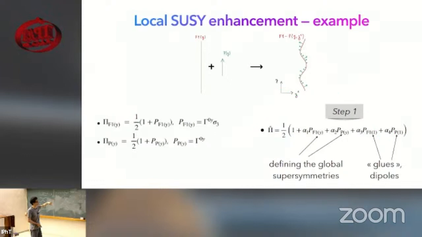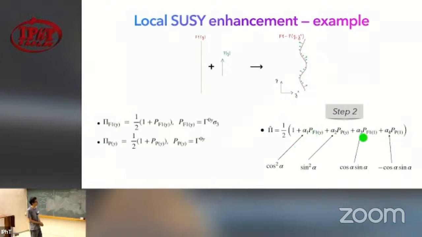The second step is that you can determine what are the alphas. And it turns out that they are given by cosine and sine functions. And you can understand this alpha here as actually the local angle that the fundamental string is making with the y direction.